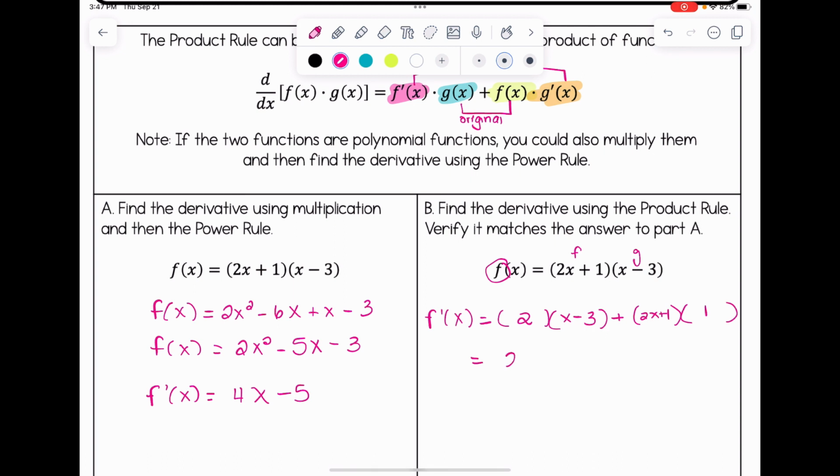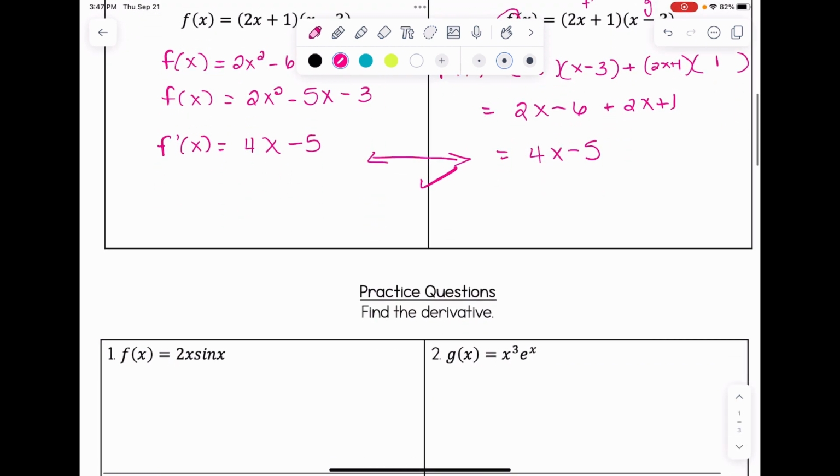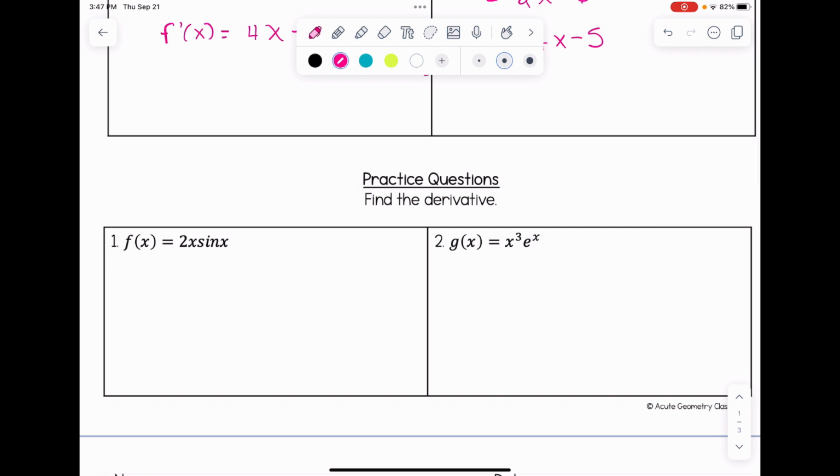So I have 2 times x minus 3, so that's 2x minus 6. 1 times 2x plus 1 is just 2x plus 1. And if I simplify this here, I get 4x minus 5 as my derivative, and we can see that that matches. So if that's the case and you just have polynomial functions that you can multiply, power rule still works. But you'll see on a lot of the questions in this video that we are basically forced into using the product rule. All right, let's take a look at some examples.